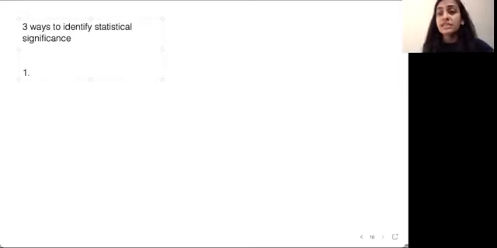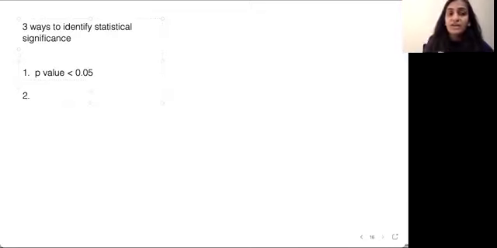Three ways to identify statistical significance. What is the first one that we did? P-value. What should the p-value be? P-value should be less than 0.05 or less than 0.01, depending if they mention that the alpha is set to 0.01. The other way of identifying statistical significance is critical value.